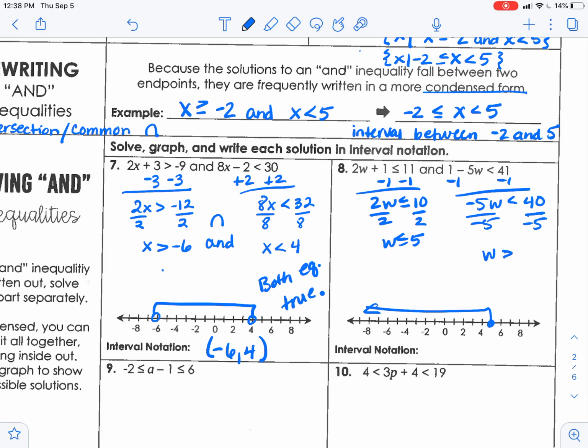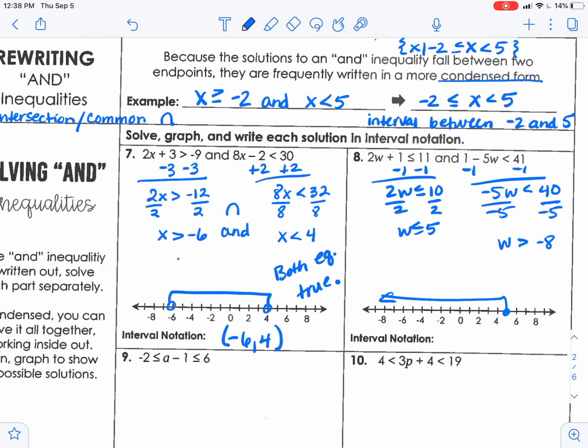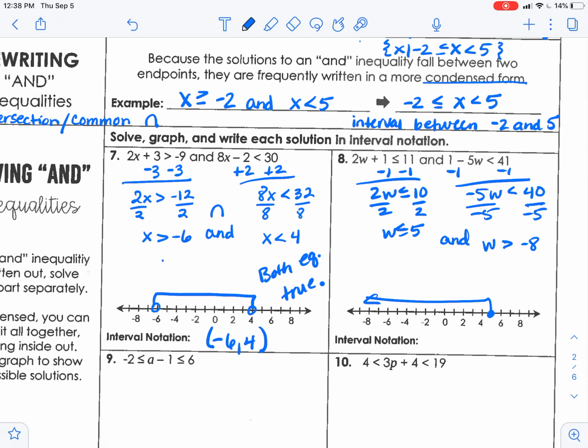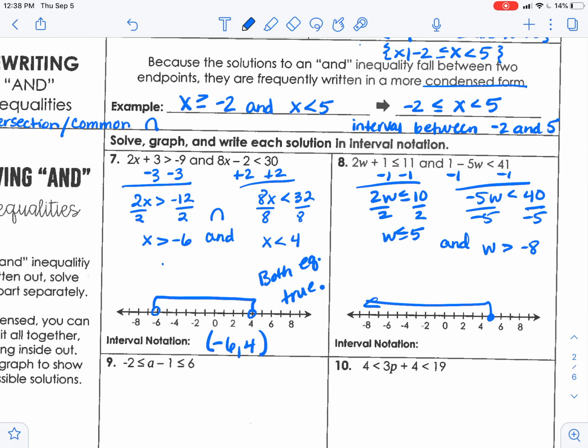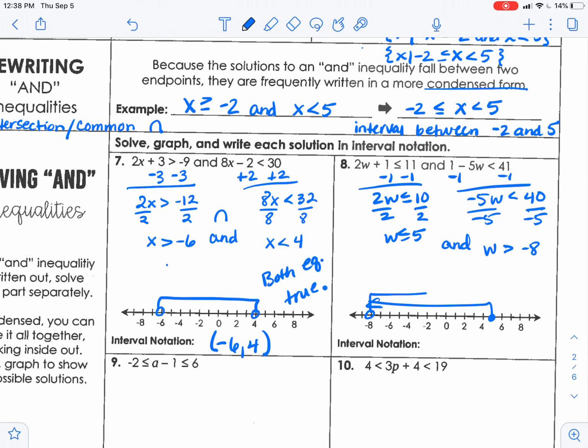Divided by a negative, so I've got to flip my sign. Okay, so W, and again, we're going to put our word and in there. That's just helping you to remember what graph you have. So we're going to put greater than negative 8. And again, if you look, there's where they cross. Okay, so this in here would be my final answer. Don't extend it anywhere else.